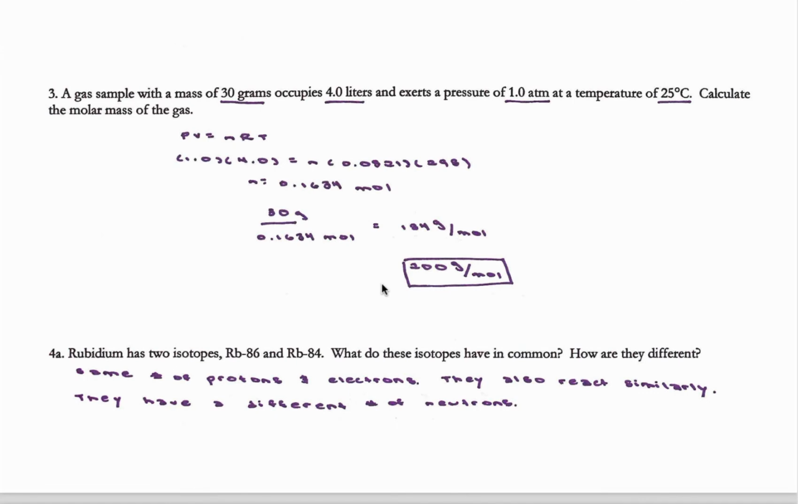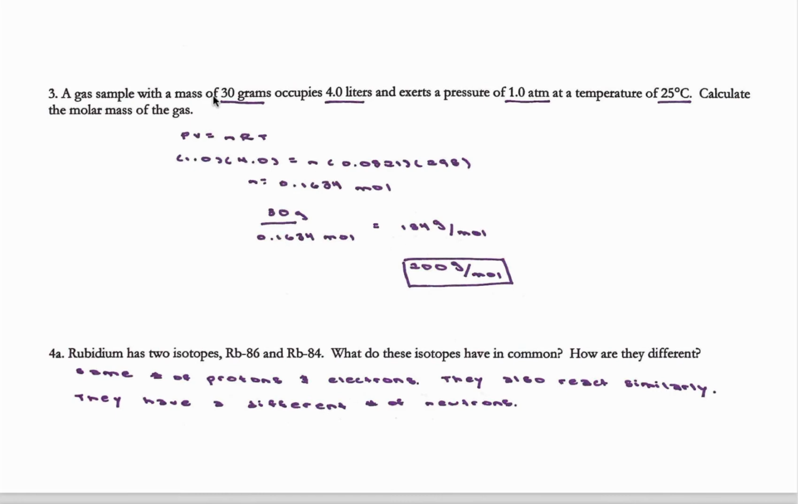All right, so for 3, I give you the mass of the sample, and I give you the volume of the gas, and the pressure, and the temperature. So I used PV=nRT, and I solved for my number of moles. Once you know your number of moles, since it's asking you to determine your molar mass, you can simply take your mass, divide by your number of moles, and you'll get your molar mass.